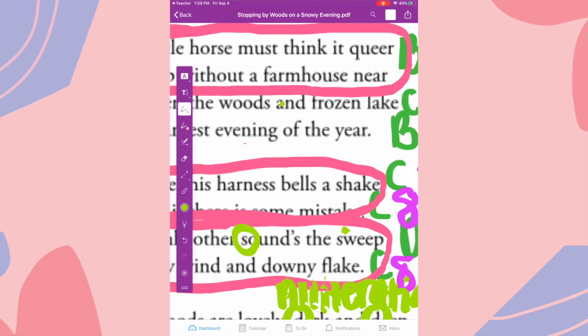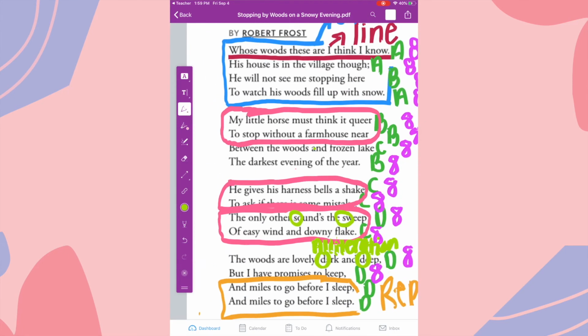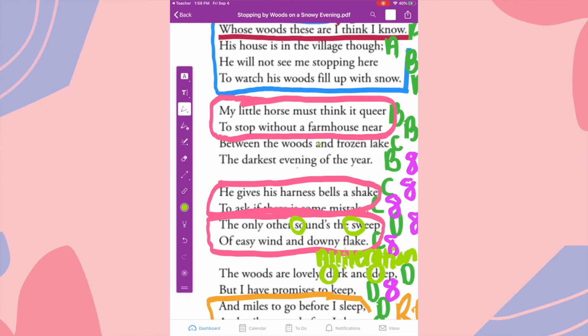Similarly, we have sounds, the sweep, sounds, sweep. Again, we have alliteration there. I'm going to draw an arrow for both of these.